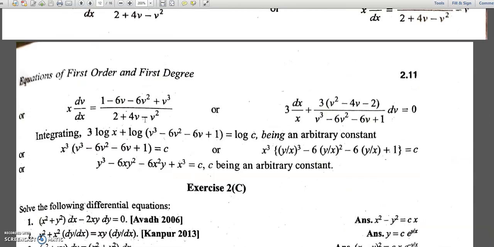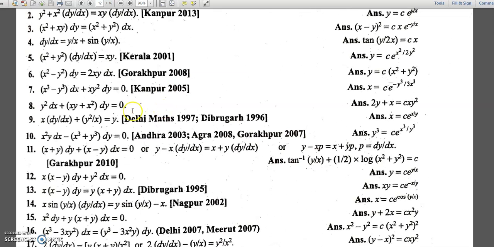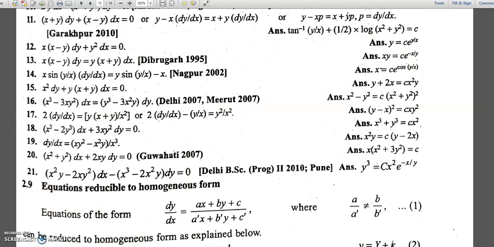After solving all these examples, you come to this exercise. For this lecture, your exercise is exercise 2b and 2c. So do all these problems. If you have any doubt, you can ask me. Thank you.